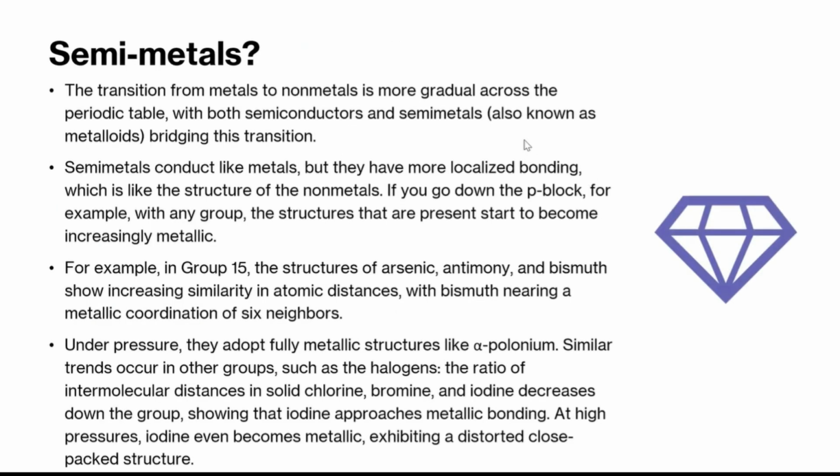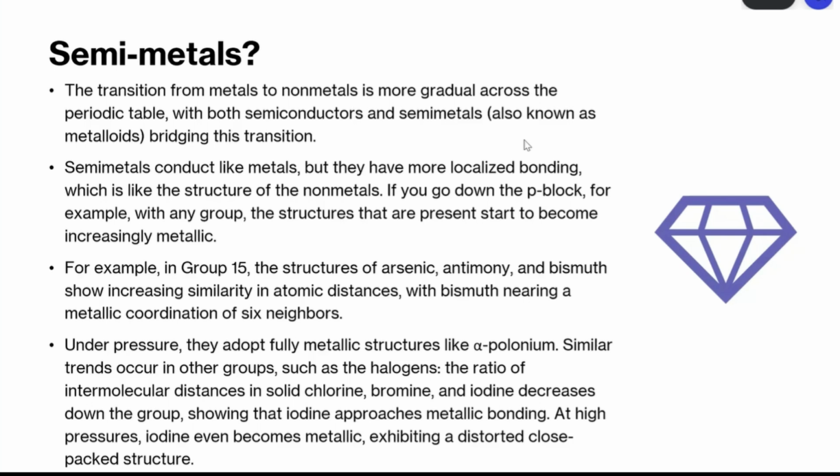We're going to look at semimetals. The transition from metals to nonmetals is more gradual across the periodic table, with both semiconductors and semimetals, which are also known as metalloids, bridging this transition. The semimetals conduct like metals, but still have more localized features like nonmetals, like localized bonding. If you go down the P block, for example, with any group, the structures that are present start to become more and more metallic.